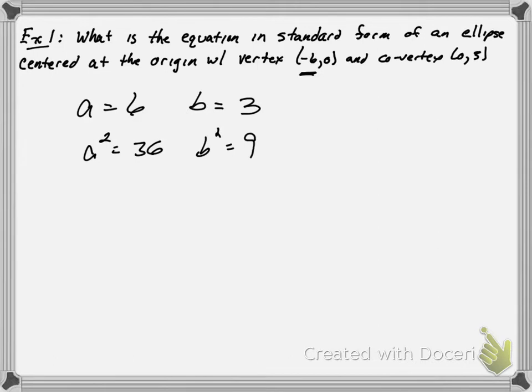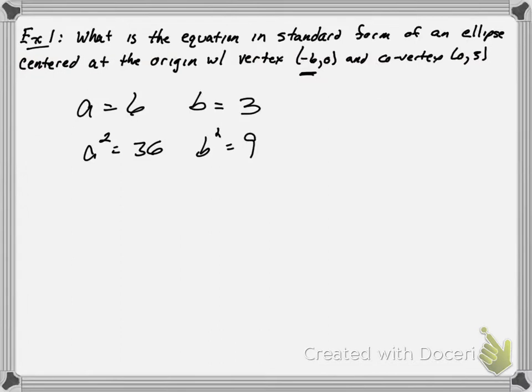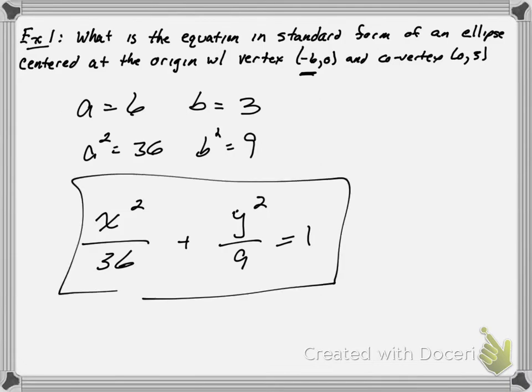So if I'm writing my formula, if you go back and look at the formula, x squared over A squared plus y squared over B squared, so we're going to do x squared over 36 plus y squared over 9 equals 1. There's your equation of your ellipse.